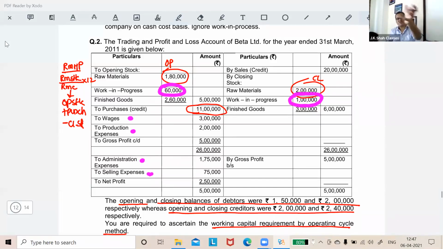So this cash cost is for 12 months. How much for my operating cycle? Now, is the question easy? It totally looks in a different format, so people get scared: oh my God, what to do? Nothing. It's a very normal question, just that the presentation is a little different.